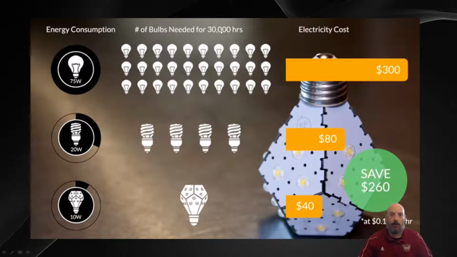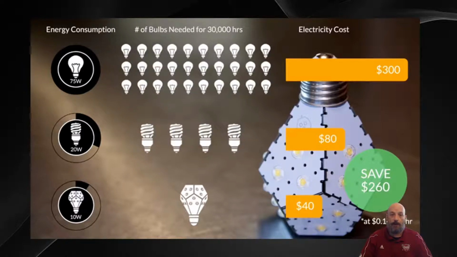Now, if we want to go for 30,000 hours, we could also do that in just one single LED light. And it's only using 10 watts, which is far less than the other two. And because we don't have to change out light bulbs, we can just use that one. We only have to worry about spending $40 in electricity. Now, because of this, this bulb is going to be more expensive to manufacture than the fluorescents, which are more expensive than the incandescents. But the basic idea is they can be just as bright, if not brighter. They can last longer.